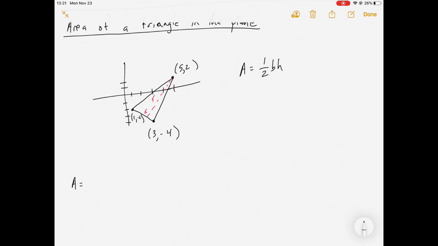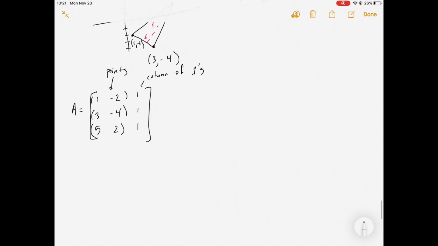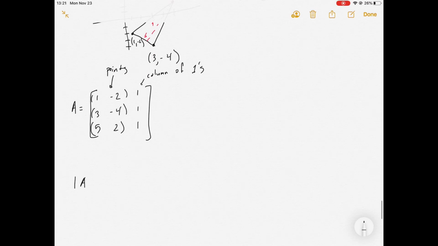So here's what I'm going to do. I'm going to create, once again, my area matrix, and I'm just going to put the points in here. Except the problem is this is not a square matrix, so I'm also going to make a column of just ones. So over here we have the points, the vertices of the triangle, and then this is just always going to be a column of ones. Now my goal is going to be to take the determinant of this matrix.